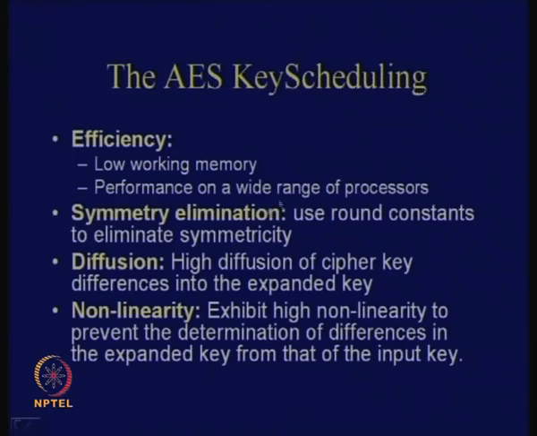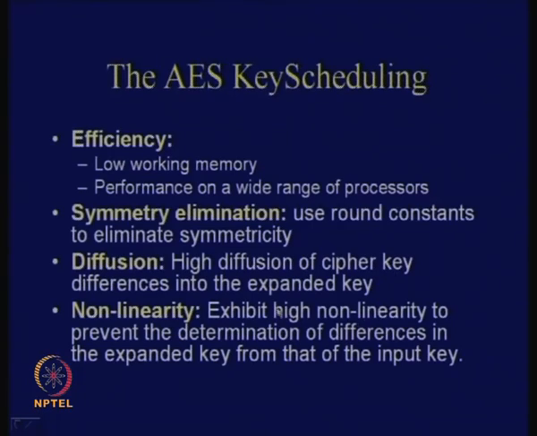That is because there are some types of attacks which exploit the symmetricity among the round keys. So essentially, the designers of AES had to eliminate symmetricity in the key scheduling. They achieved that using the concept of a round constant. Each round had a unique constant. The rest of the algorithm was similar, but a different constant was added in every round. That was incorporated to avoid symmetricity in the round keys.